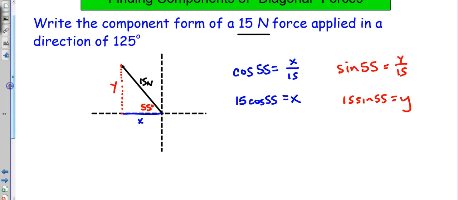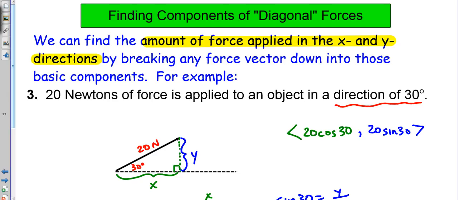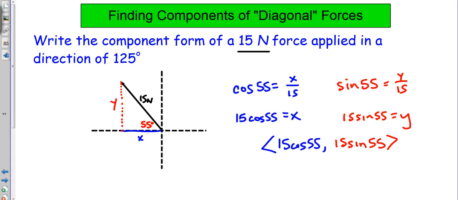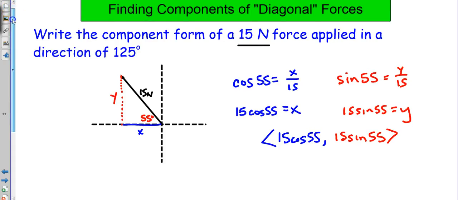So again, if we want to keep it like this, we can write our component form as 15 cosine of 55, comma, 15 sine of 55. That's perfectly acceptable. And if we look back at the last example, notice again, there is a pattern emerging here. These two distances look exactly the same, except for the x component, we've got the cosine function. For the y component, we've got the sine function. So there's definitely something to that. I don't want to delve too deep right now, though.